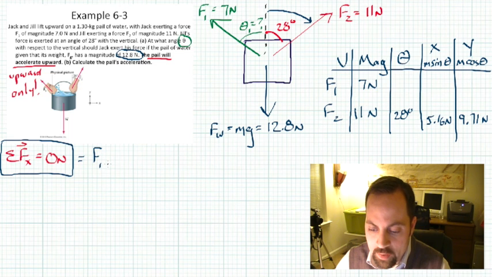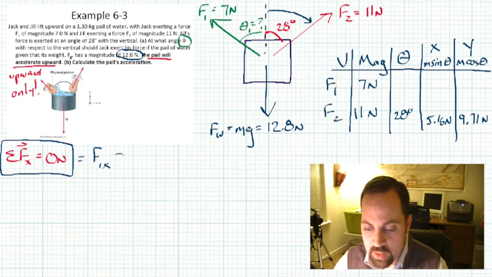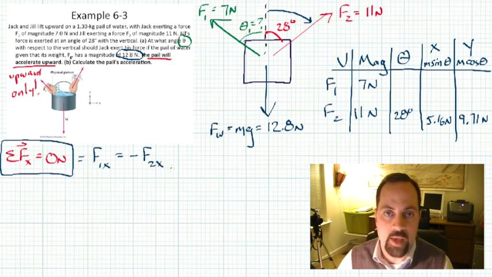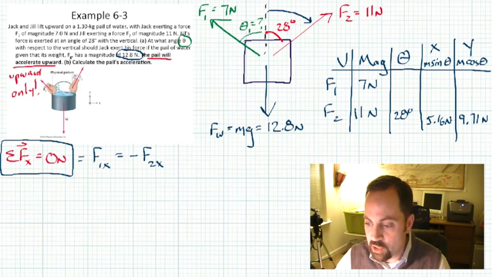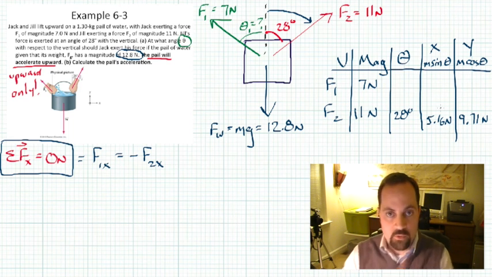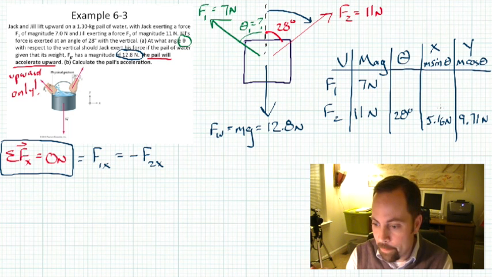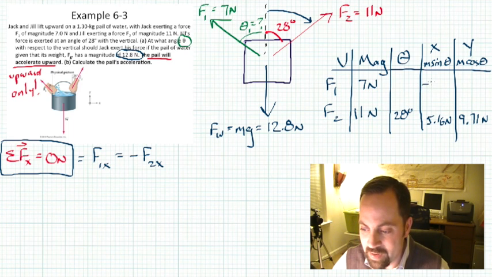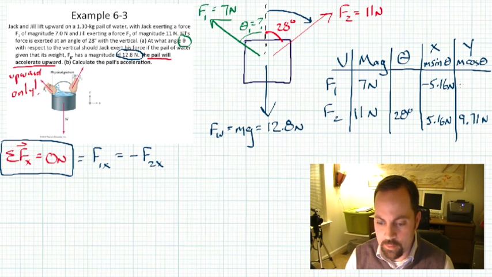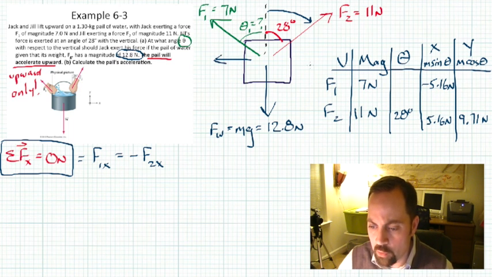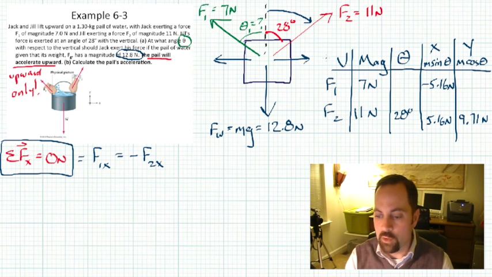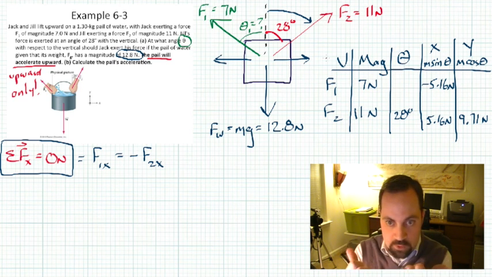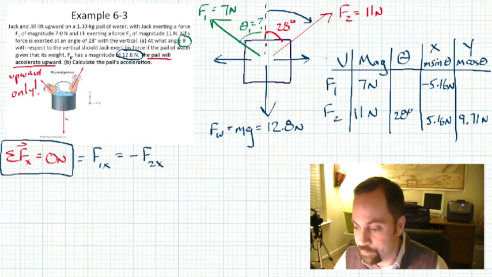Which means force 1 in the x direction has to be equal to and opposite to force 2 in the x direction. Well, we already know what force 2 in the x direction is. That's 5.16 newtons. So if there's going to be no horizontal force at all in the x direction, that means force 1 in the x direction is going to be negative 5.16 newtons. See how we got that? There's no horizontal motion of the pail. So that means these two forces in the horizontal have to be equal and opposite.